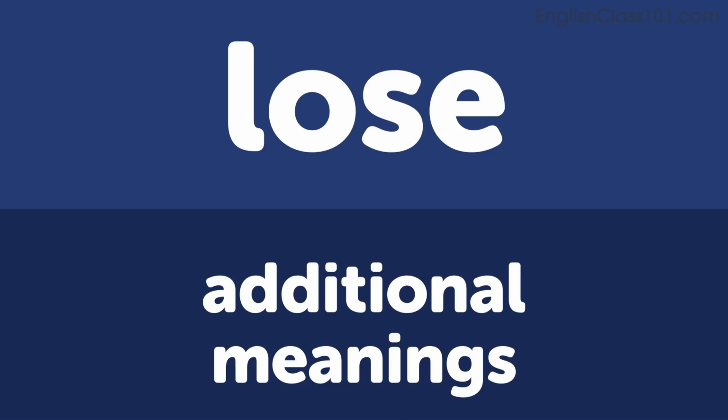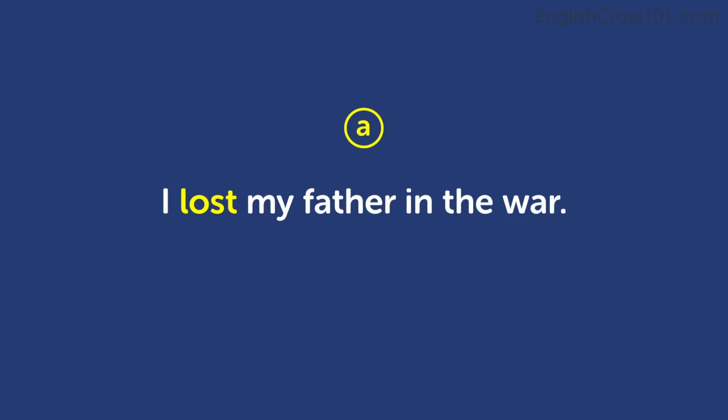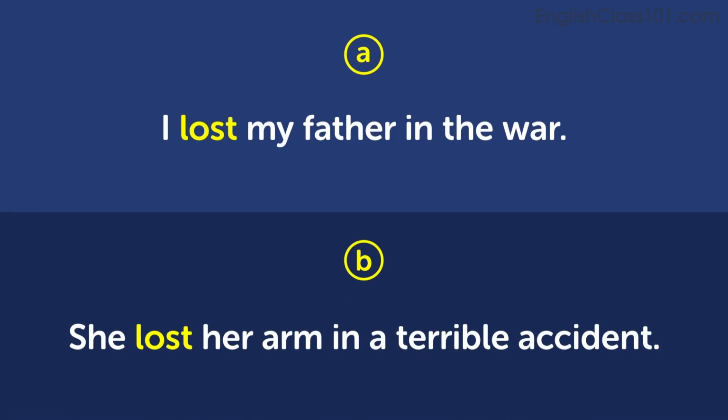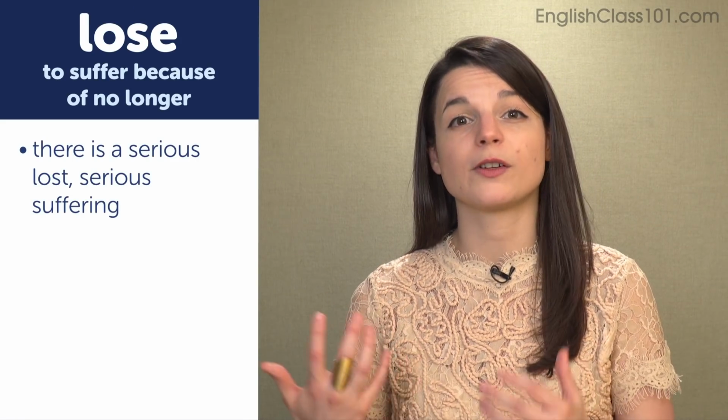So now let's talk about some additional meanings of this verb. The first additional meaning of this is to suffer because of no longer having something. So examples of this, I lost my father in the war. She lost her arm in a terrible accident. So in both of these situations, there's a serious loss, there's serious suffering.